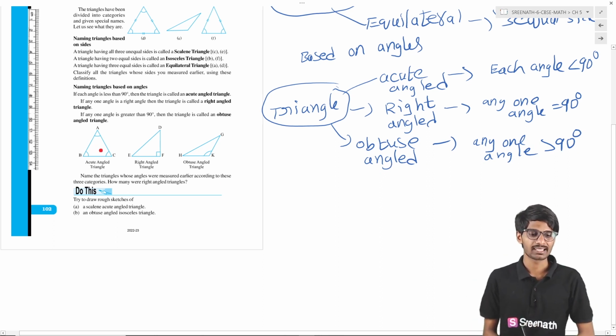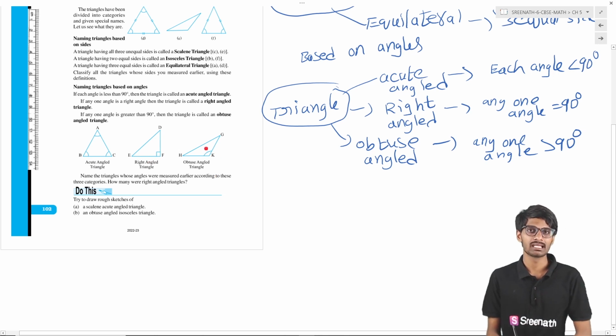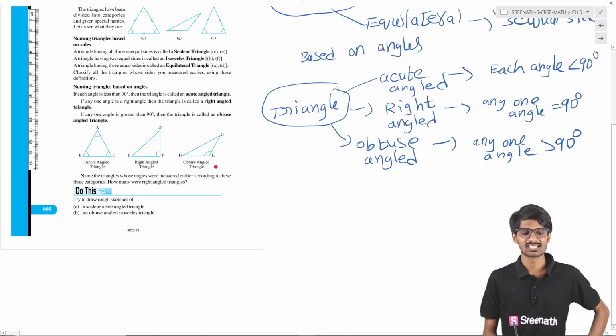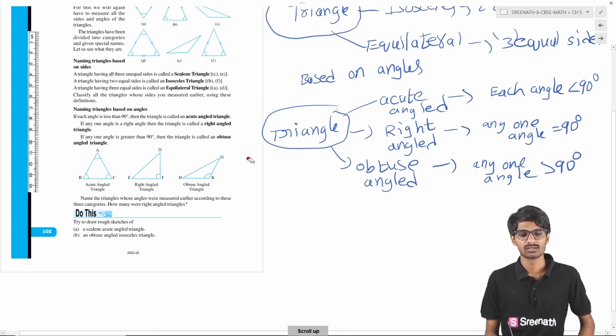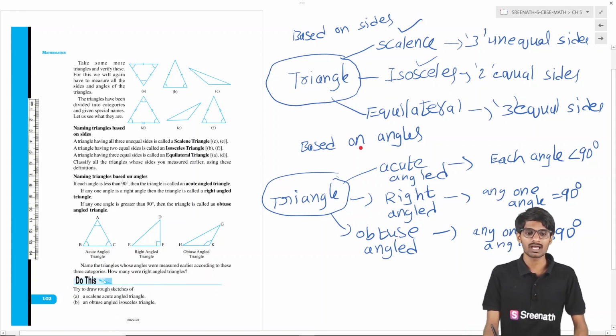Okay, so this is the acute angled triangle, where all angles are less than 90 degrees. This is the right angled triangle. Here one angle is 90 degrees. Here this is the obtuse angle. Why? Because here one angle is greater than 90 degrees, students. So this is the classification of triangles based on the sides and based on the angles, students.